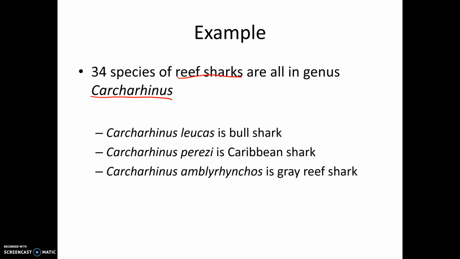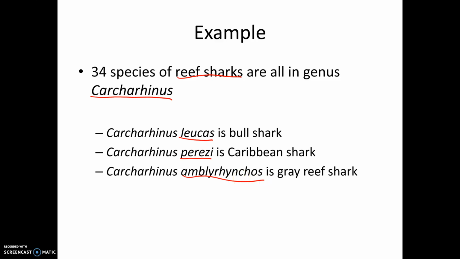So for each one, we see that we have our genus capitalized, and then we have our species not capitalized, but it defines each type of shark. So here we can see this is the species for the bull shark. This is the species for the Caribbean shark. And then this is the species for the gray reef shark.